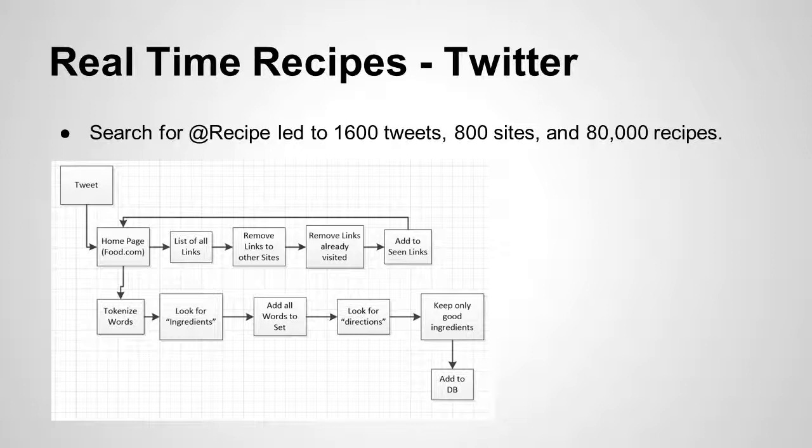Once we did that, we went to each page, we tokenized the words on that page using Beautiful Soup, and looked for the keyword ingredients. Then we added every word that we found after ingredients until we found a word like directions or preparations or instructions. And then we took the set of those words, compared it against our good list, and kept only the good ingredients, which we then stored into Mongo.